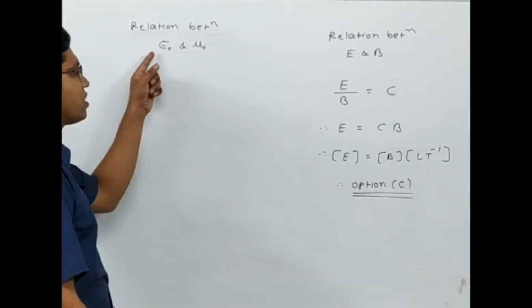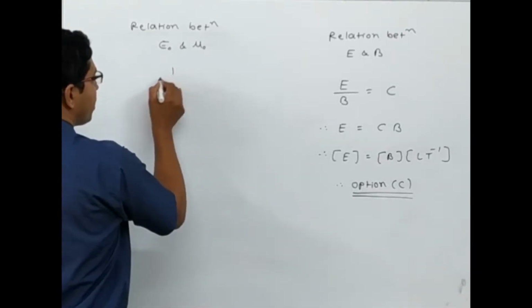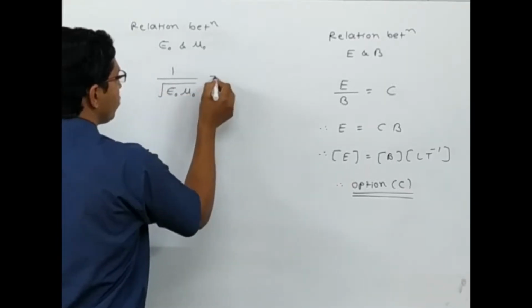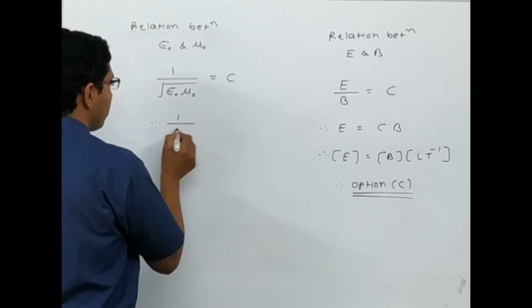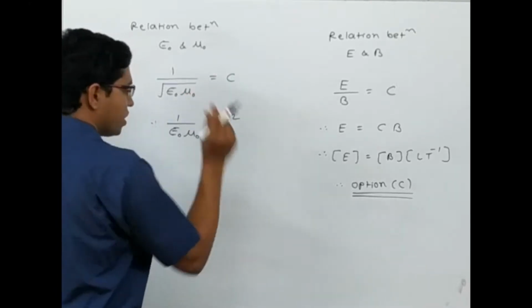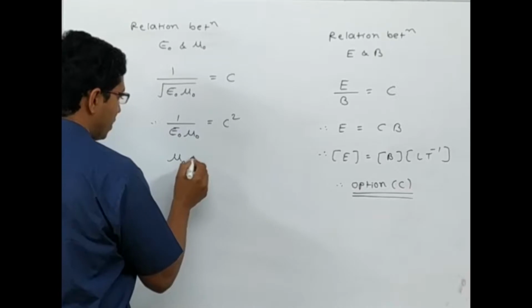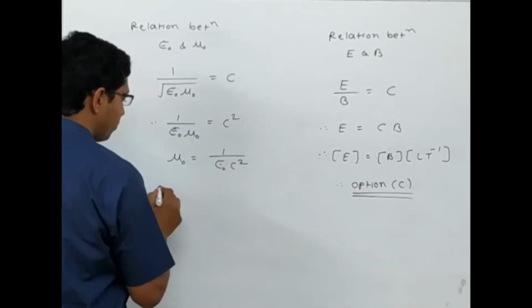Then they are asking us the relation between epsilon 0 and mu 0. Again we know the relation that 1 upon root over epsilon 0 mu 0 is nothing but the speed of light. Therefore if I square, it will be this value. Now I want to find the dimension of mu naught, then I will say mu naught is 1 upon epsilon 0 c square.